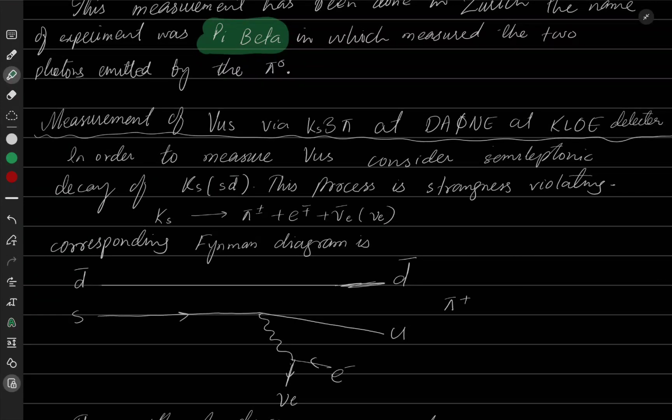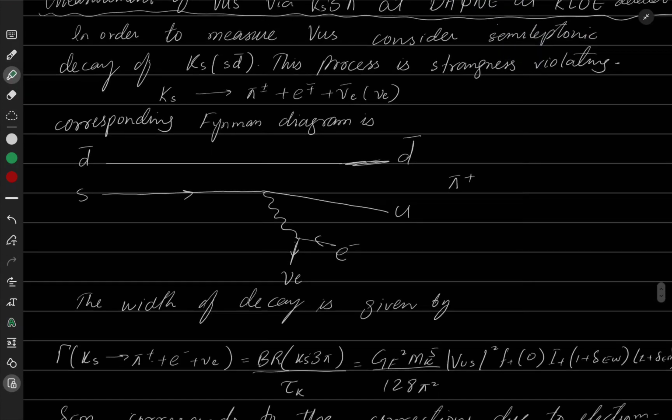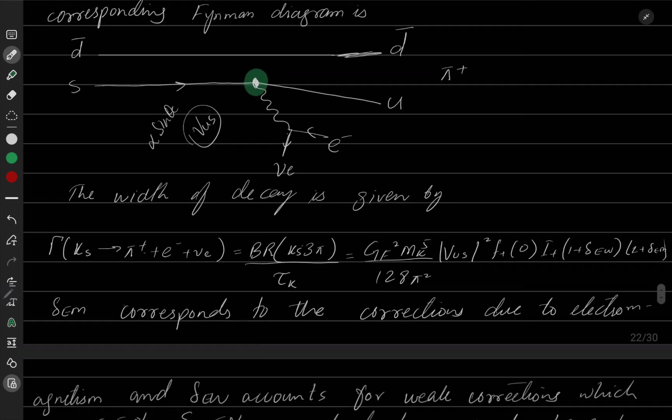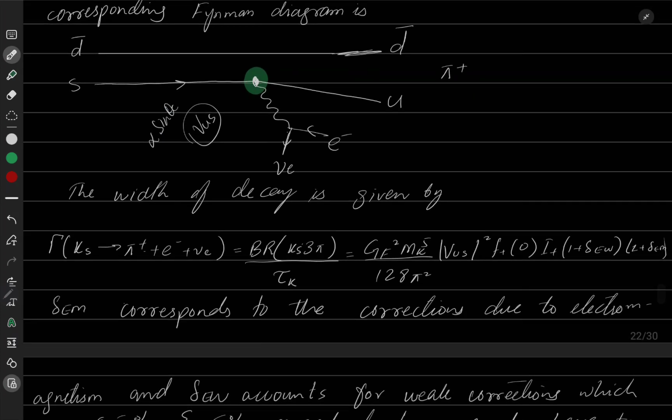here is another semi-leptonic decay of the kaon into a pi plus, electron and electron antineutrino, or pi minus, positron and electron neutrino. Look at this process. This vertex right here is actually VUS, and this is proportional to sine of theta C, and the decay width for this process is given right here.